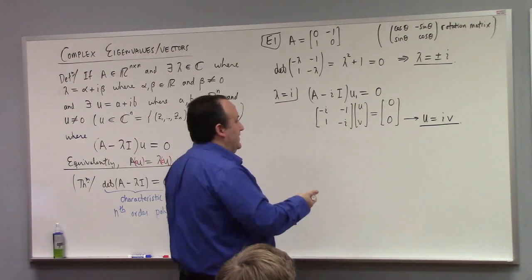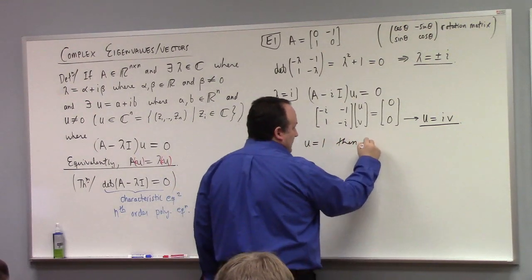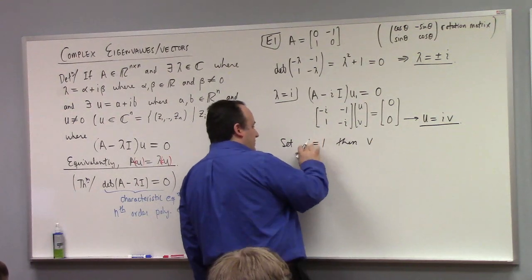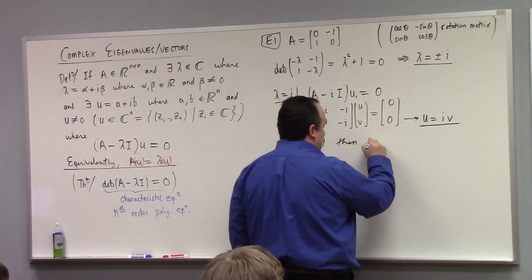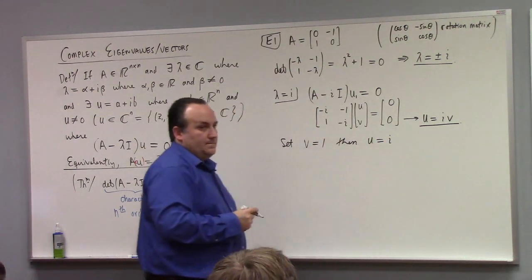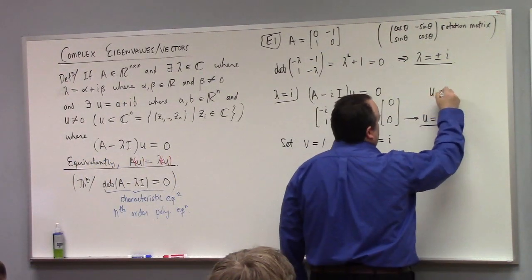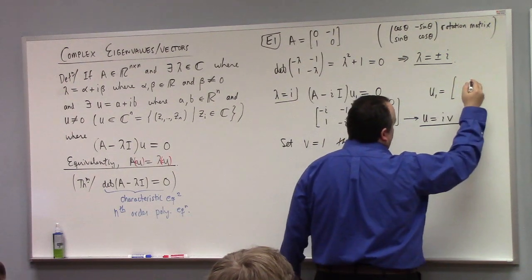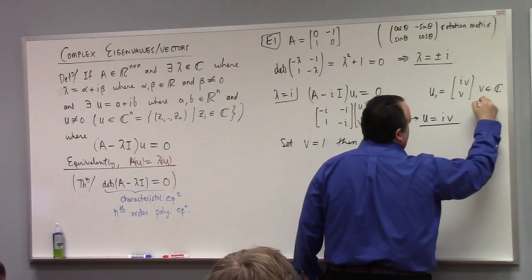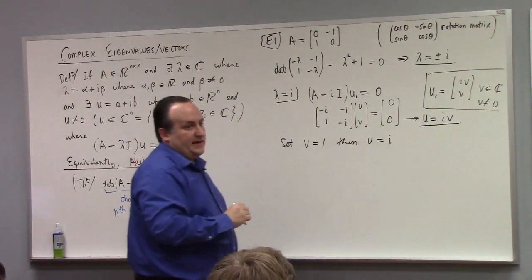U equals iv, and so I can just set v equals to 1, right? Put v equals to 1, then u is equal to what? I, right? But the truth of the matter is, generically speaking, u looks like what? It looks like iv, v, where v is a complex number, v not equal to 0, right? So this is the generic form of a complex eigenvector here.